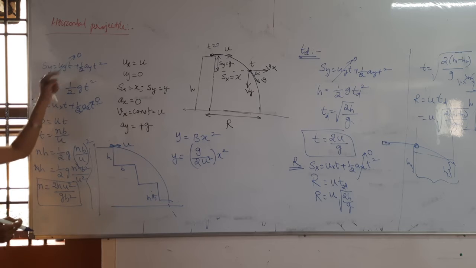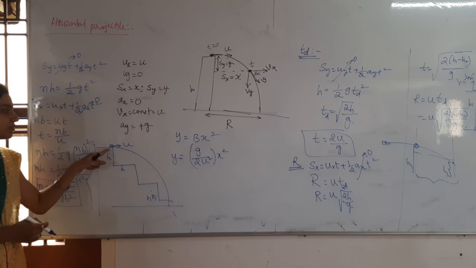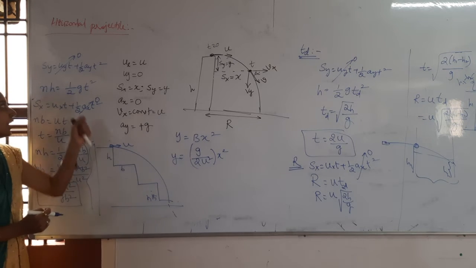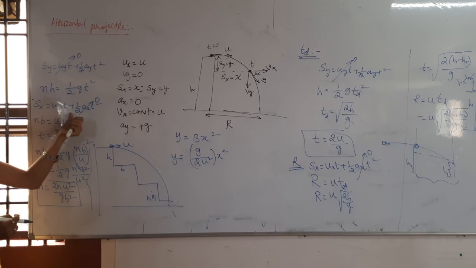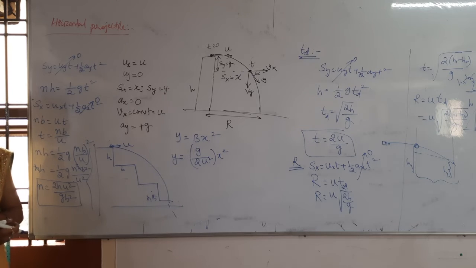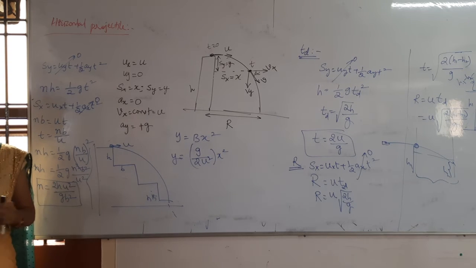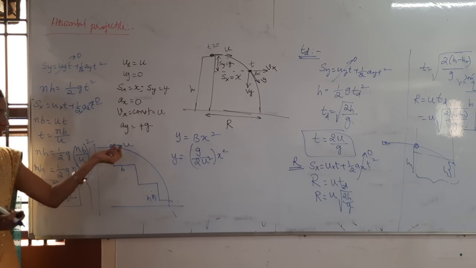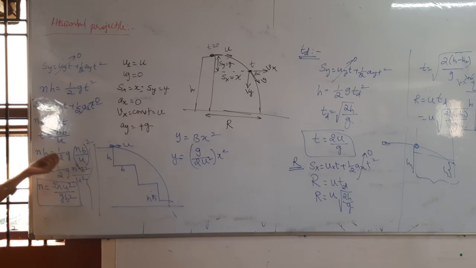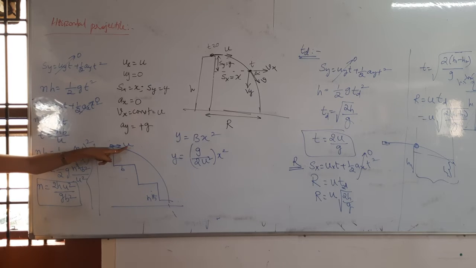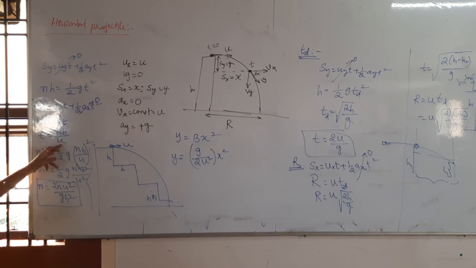uy is equal to how much? 0, obviously, because only horizontal velocity is there, and ay is g. Then again sx is equal to uxt plus half axt square. Sx is the total range, which is the width of each stair. Width of each stair is b, so all the stairs have nb. So nb is equal to ux, that is u, into t. Then t is equal to nb by u.